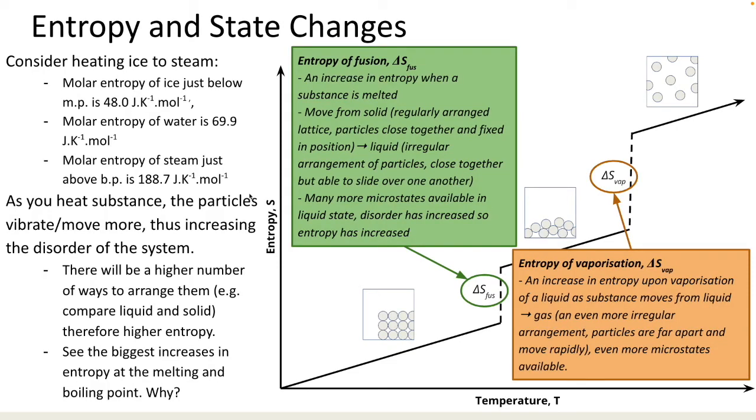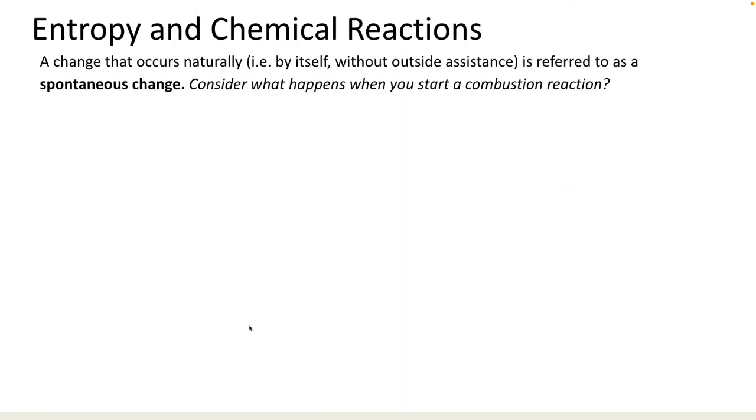Now we can get into some good stuff by looking at entropy and how it can change with chemical reactions. A change that occurs naturally, i.e. by itself without outside assistance, is referred to as a spontaneous change. A spontaneous change is one that once it begins, once it commences, it will continue by itself until completion.